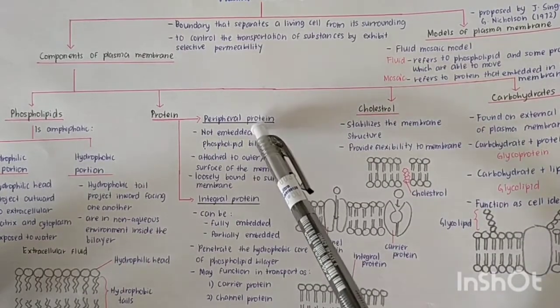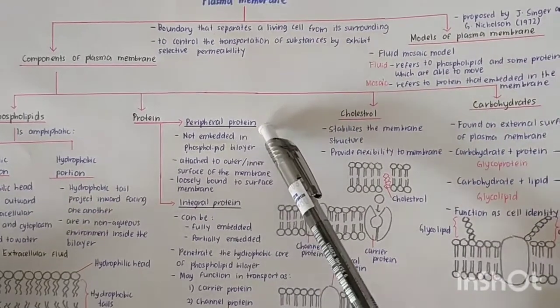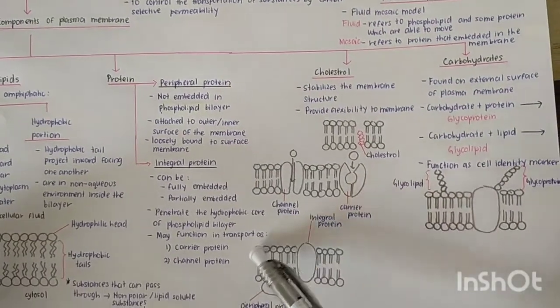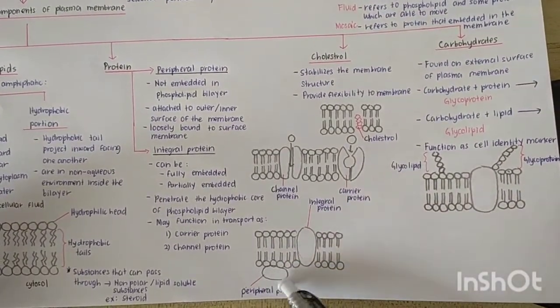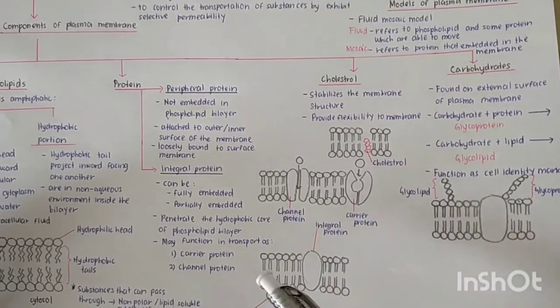The first one we call peripheral protein. The other one is integral protein. So what is the difference between peripheral protein and integral protein? If you look at this structure here, this is the peripheral protein, and this is the integral protein. So what is the difference?